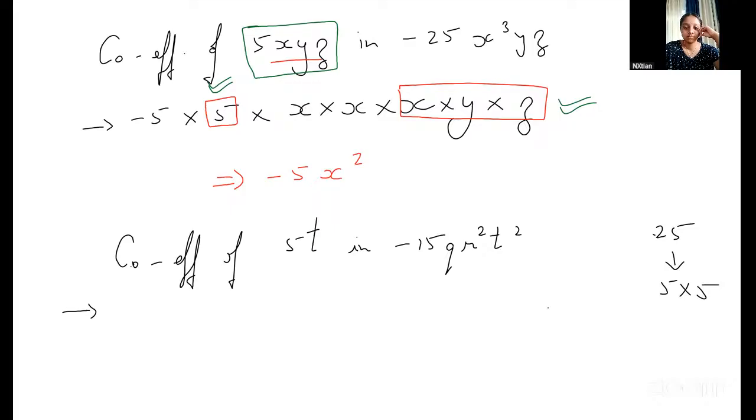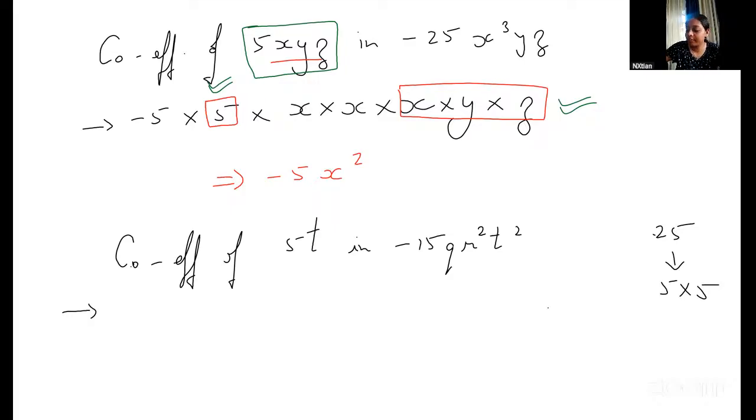Ma'am, is it 3 q r square t? 3 q r square t. Wait, good. Minus 3 q r square t. Minus 3. That was exactly what I was saying, that the answer is correct, but one little thing needs to be done. Minus 3 q r square t. Very good, Abraham. It's correct.